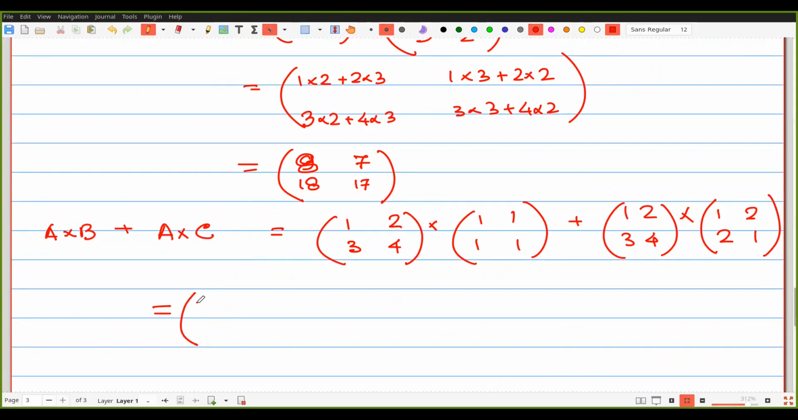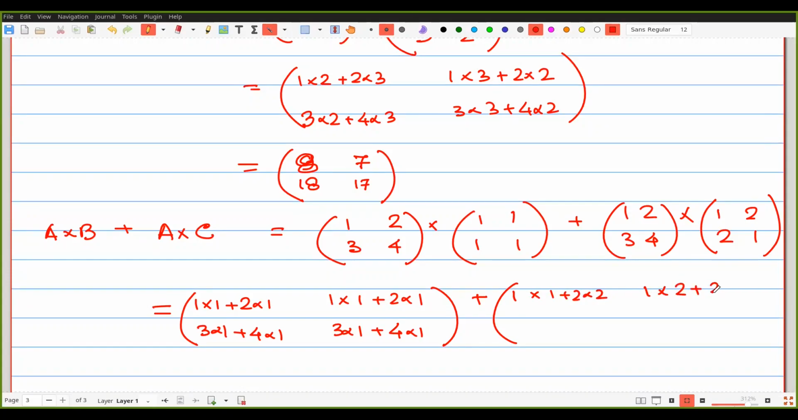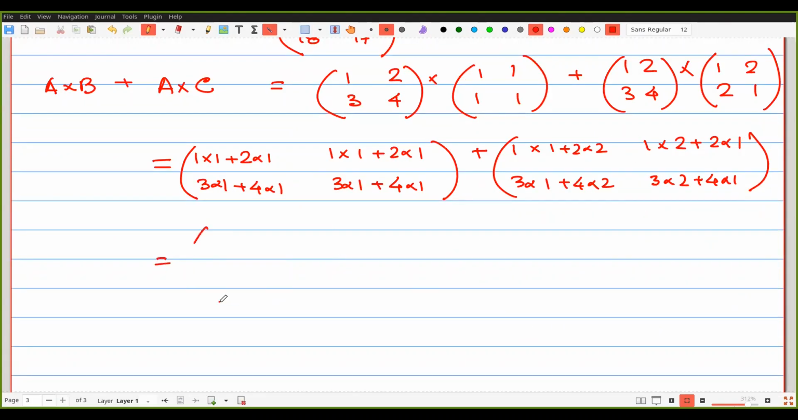So then, multiply it at first. 1 cross 1 plus 2 cross 1, 1 cross 1 plus 2 cross 1, 3 cross 1 plus 4 cross 1, and 3 cross 1 plus 4 cross 1, plus 1 cross 1 plus 2 cross 2, 1 cross 2 plus 2 cross 1, 3 cross 1 plus 4 cross 2, and 3 cross 2 plus 4 cross 1. So the result is here: 3, 3, 7, 7 plus 3, 4, 3 plus 8, 11, and 6 plus 4, that is 10. Okay, so we are getting the result.